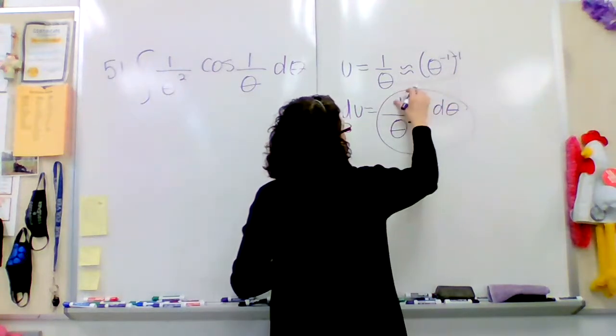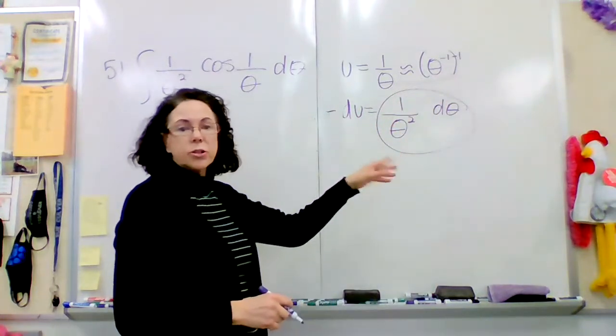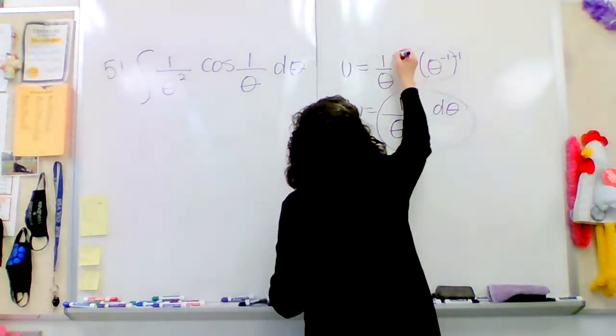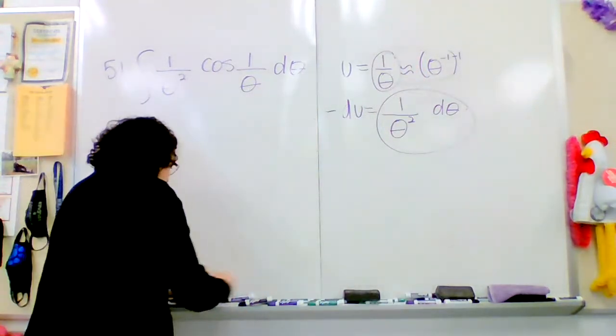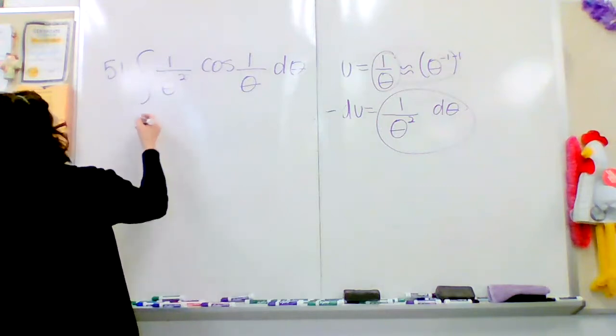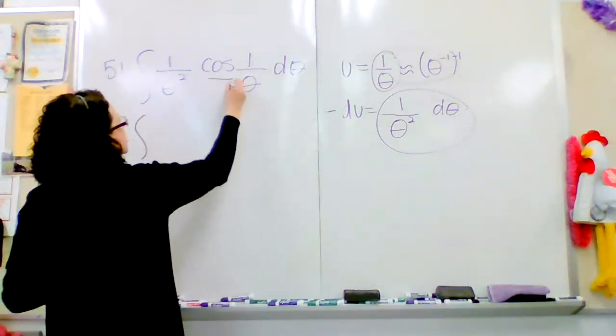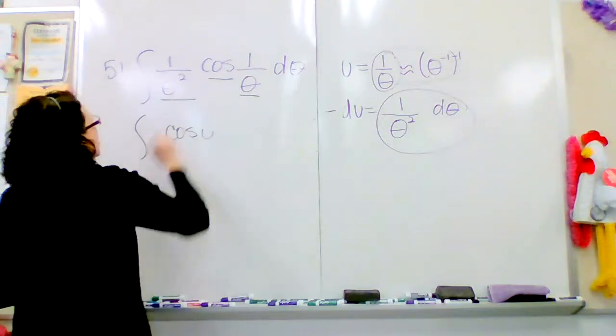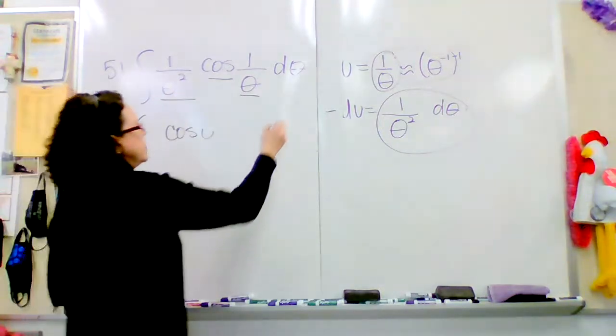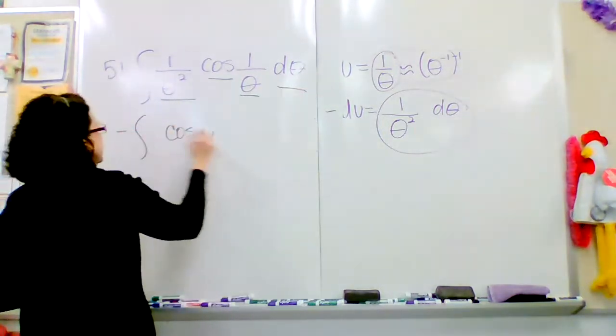So this scary part right here was actually exactly what I needed. I think I have a perfect substitution. Let's give it a try. I'm going to integrate. This is cosine of u, and my 1 over theta squared d theta is a negative du.